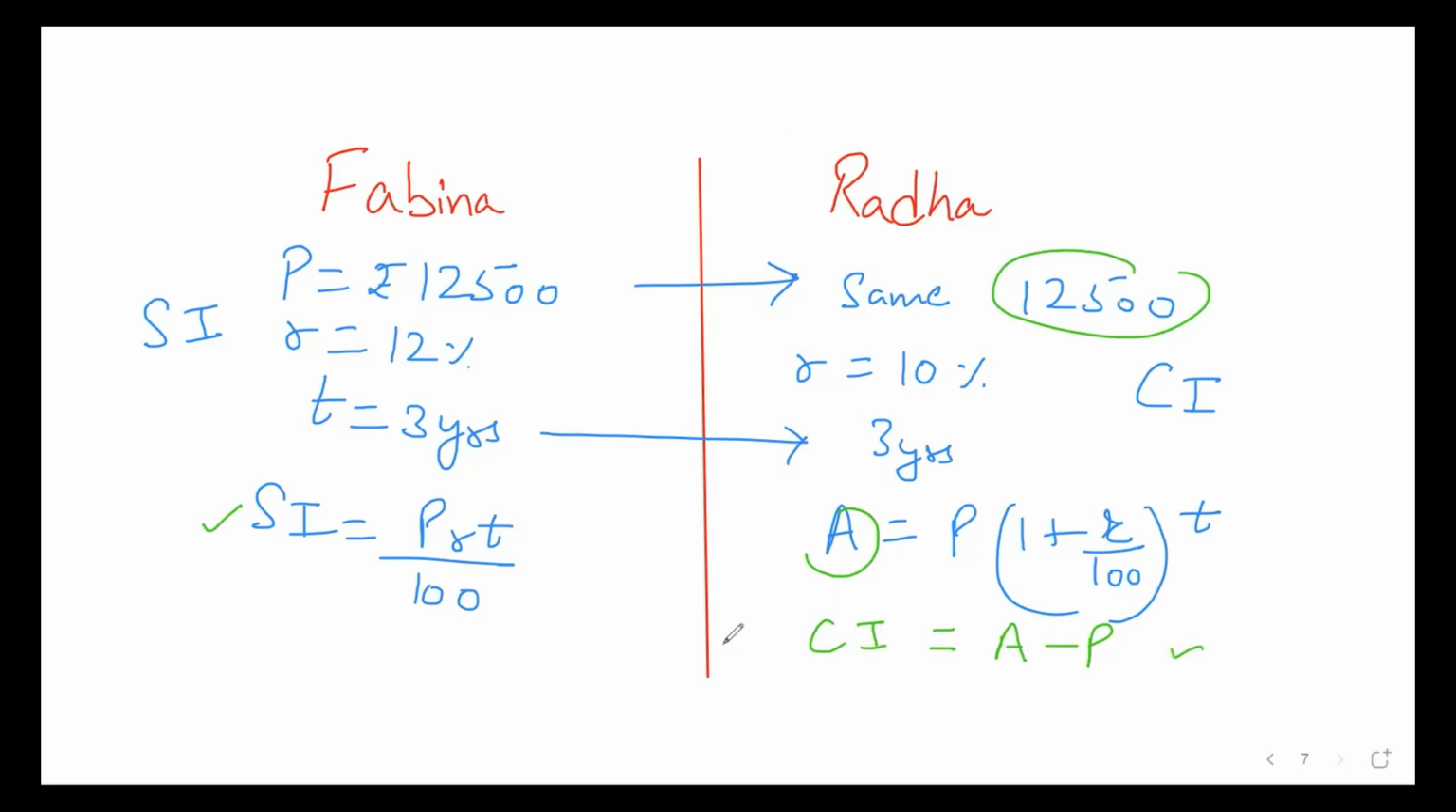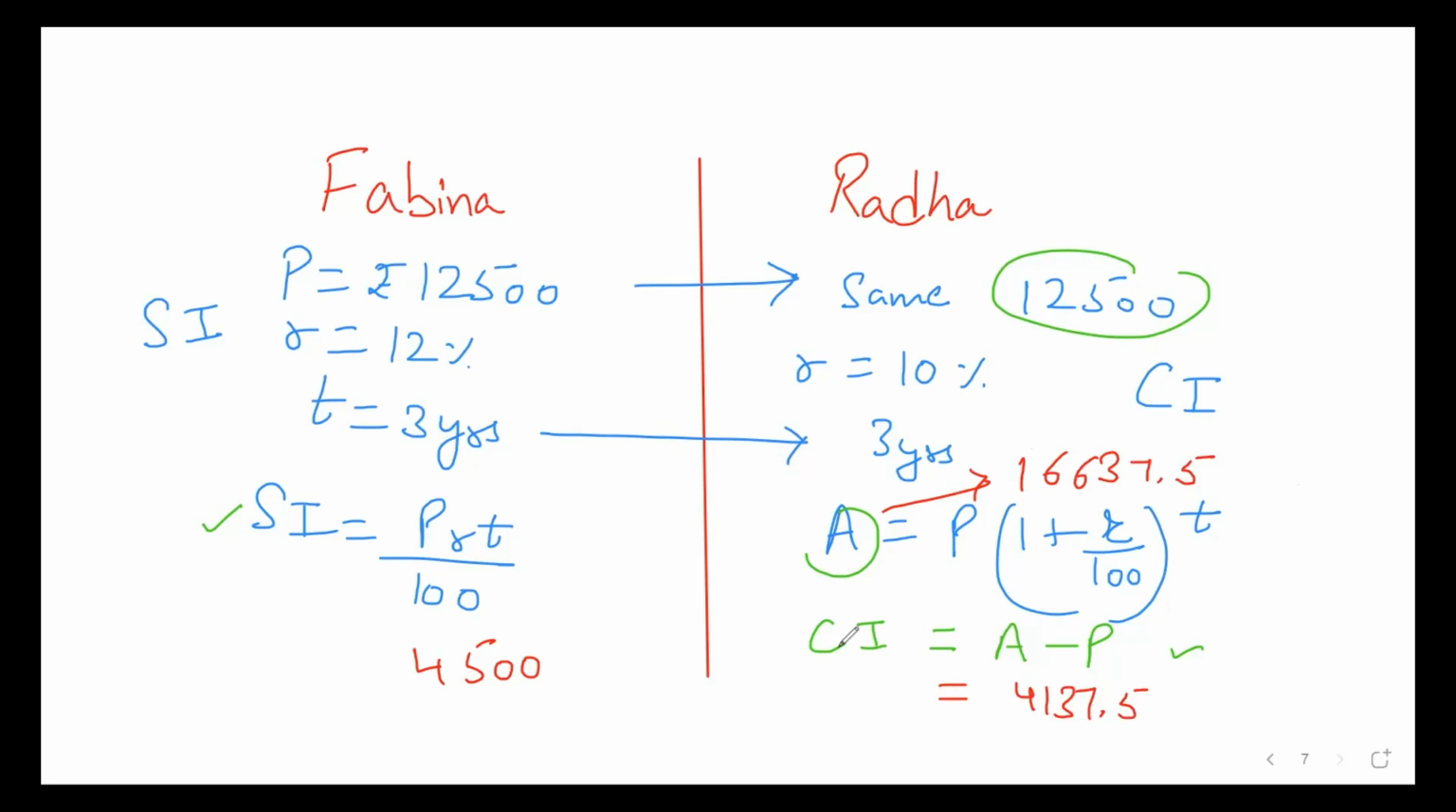So who pays more interest? When you solve Fabina's part, you will get the simple interest answer as 4500. This would be 4500 in the case of Fabina. And when you solve Radha's part, the amount you will get, this amount I'm talking about, would be 16637.5 and the interest would be 4137.5.